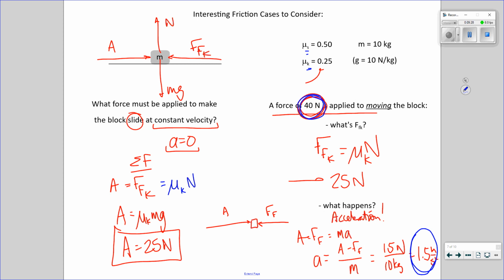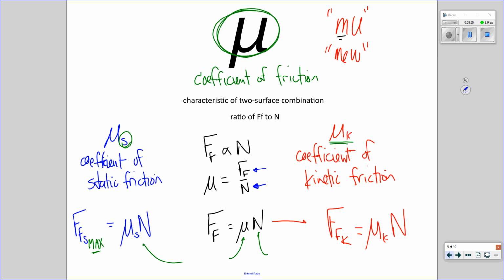Let me circle back a bit to yesterday's stuff. When we talked about this idea of mu, in a different video that maybe you haven't seen, what we didn't say is some qualitative and maybe quantitative stuff about mu. There are a few important things that we should mention. Mu, the coefficient of friction, is a characteristic that exists between any and every two combinations of surfaces.